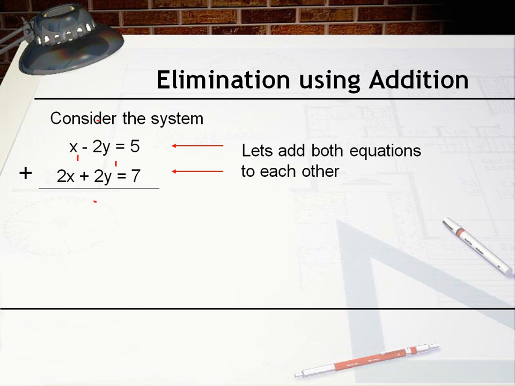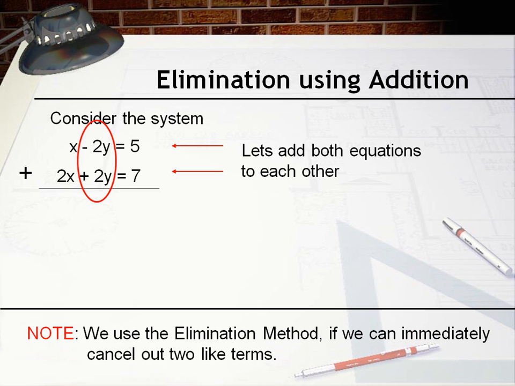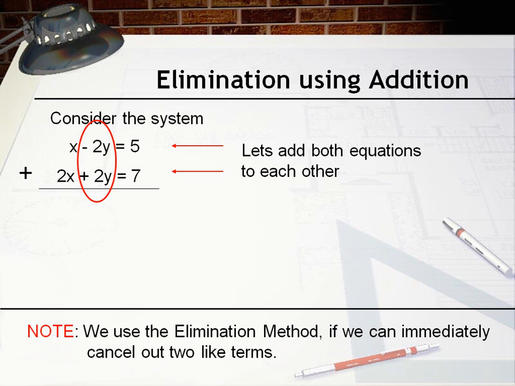If we do that, the negative 2y plus 2y will cancel. And x plus 2x is 3x, of course, since x is 1x plus 2x. Of course, we have an equal sign, and 5 plus 7 is 12. Now we only have to solve for x. How do we solve for x here when you have 3x equals 12? You just divide by 3 on both sides. You get x equals 4.